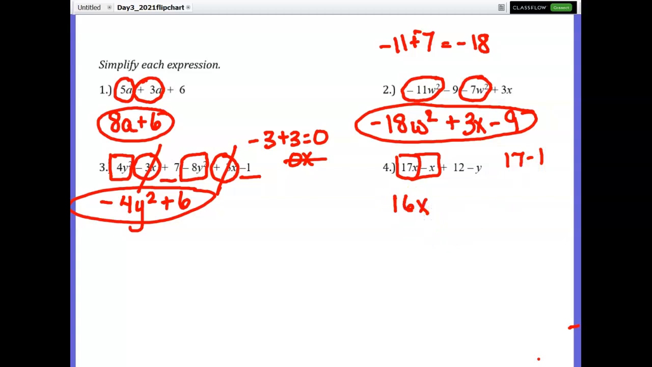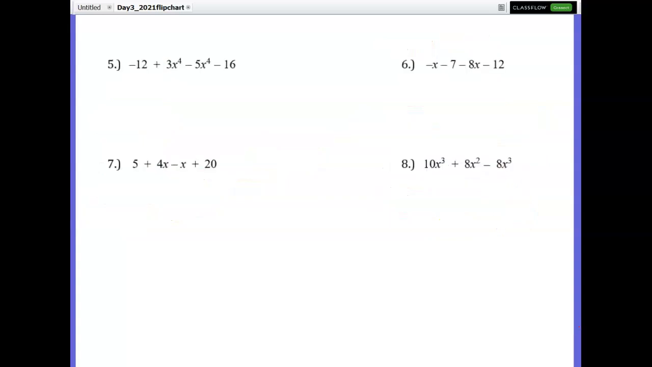Okay, we don't have any y's to combine with, so it's just a negative y, and we don't have any additional constants, so it's just plus 12. All right. Okay, looking at number 5, first glance, I look at my highest exponent. I've got 3x to the fourth, and I've got a negative 5x to the fourth. These are like terms. My coefficient is a 3 and a negative 5. 3 minus 5 is a negative 2, so this becomes negative 2x to the fourth.